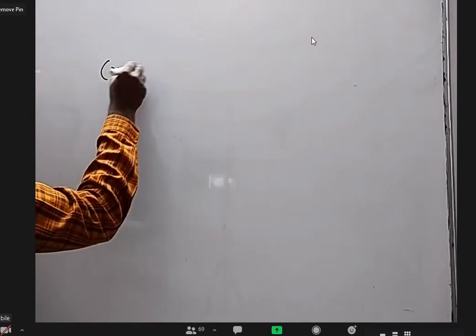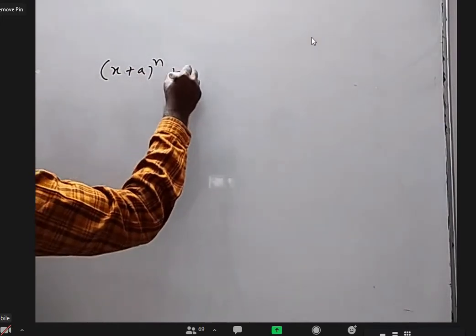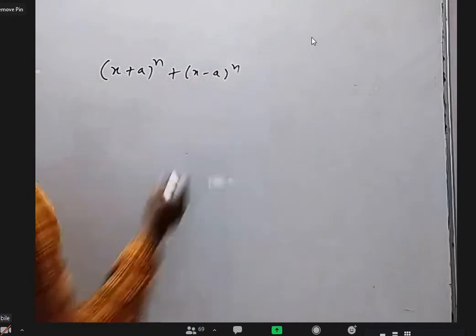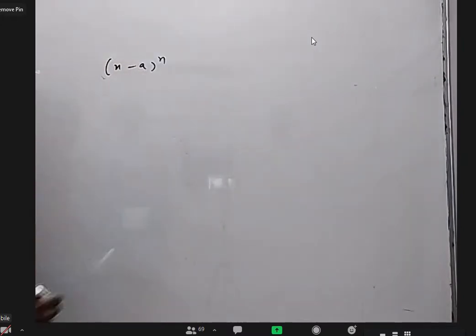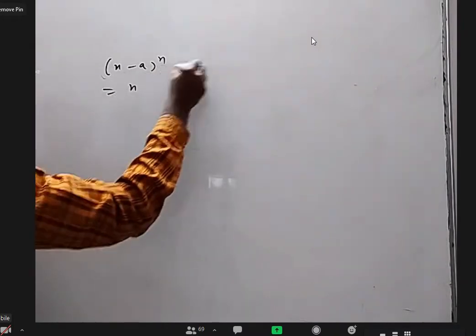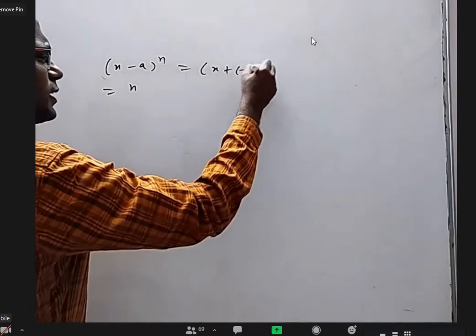So the binomial theorem expansion, I told you how to find some terms. But let us see one or two more things. x plus a whole power n plus x minus a whole power n. When you expand this and this, sometimes terms will get cancelled, right? First of all, let me write the x minus a whole power n expansion. You can treat it as x plus minus a whole power n.